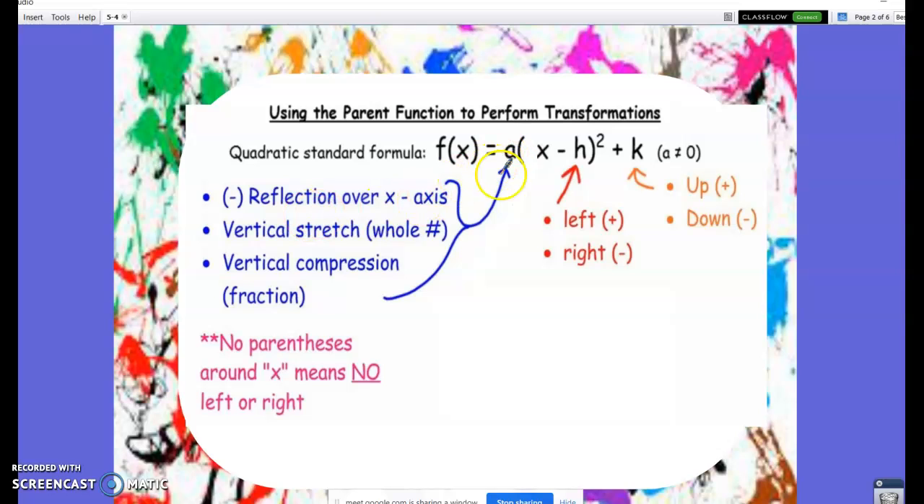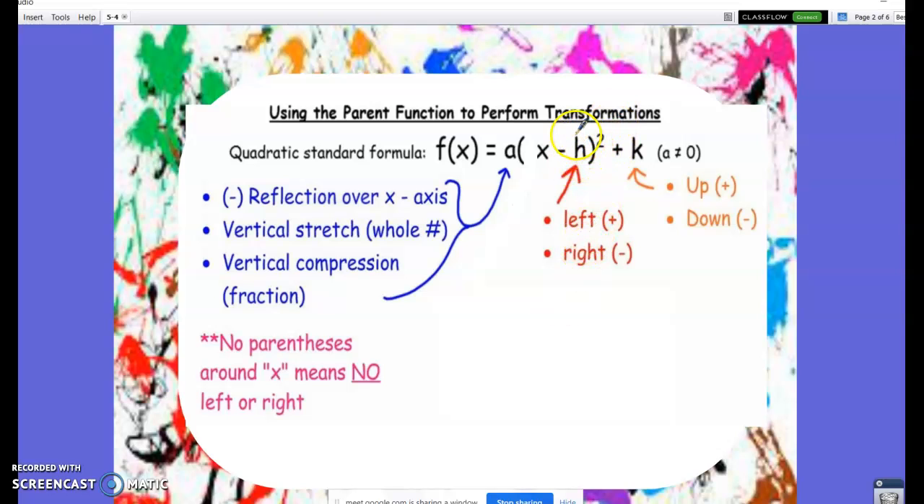So the a value tells you if it is a parabola that goes up or if it's a parabola that goes down. If it's positive, it's more like a U shape. If it's negative, it's more like an umbrella. It also tells you if there's a vertical stretch or a compression. A stretch is when it's more narrow than the parent function, and a compression is when it is wider than the parent function, which you'll see some pictures here in a minute.